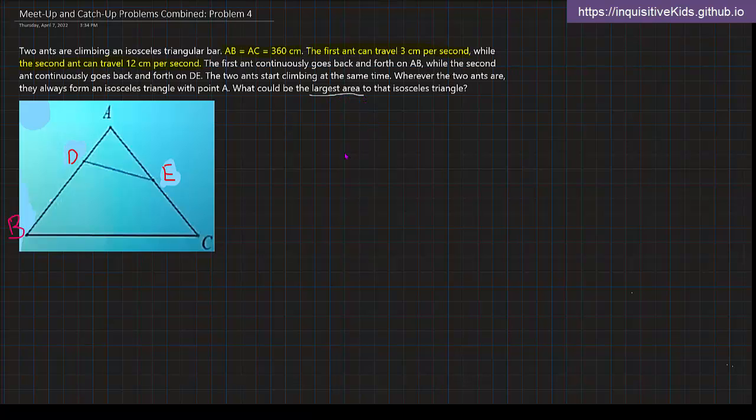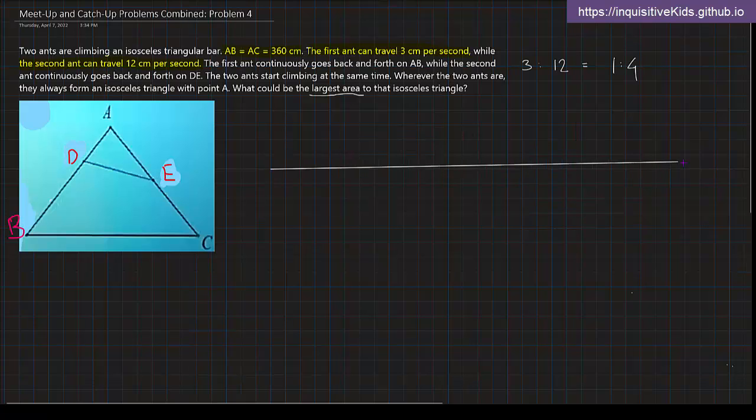Just like last time, we're going to make a zigzag chart. First, let's find out the ratio. That's always our first step. So that's 3 to 12, which is equal to 1 to 4. Meaning that the second ant can travel 4 times that much of the first ant in the same time frame. So it would be always like that.